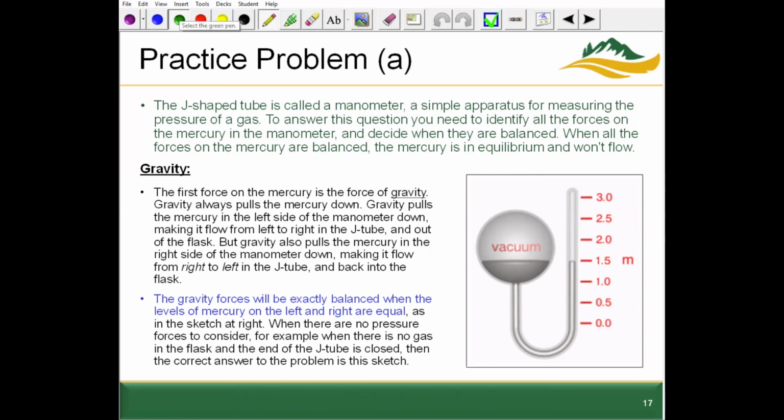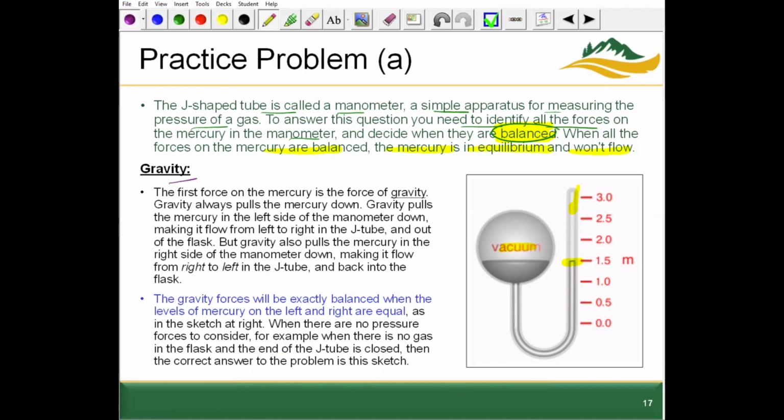So in solving this problem, let's go through some considerations for what the final sketch should look like. The J-shaped tube is called a manometer, like I've been saying, a simple apparatus for measuring the pressure of a gas. To answer this question, we need to identify all the forces on the mercury in the manometer and decide when they are balanced. When all the forces on the mercury are balanced, the mercury is in equilibrium with gravity, with atmospheric pressure, with the gas, and there won't be any change in the level of mercury here when we've reached an equilibrium between all the pressures at play.